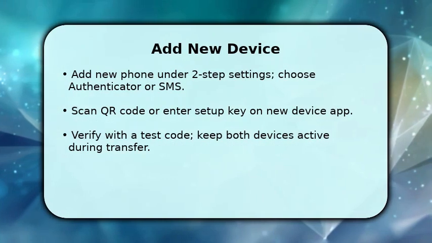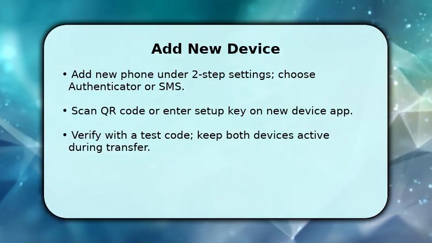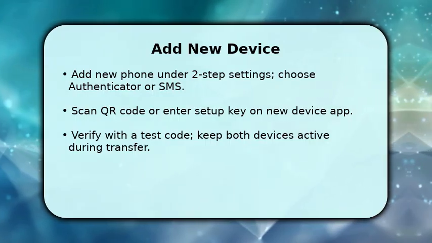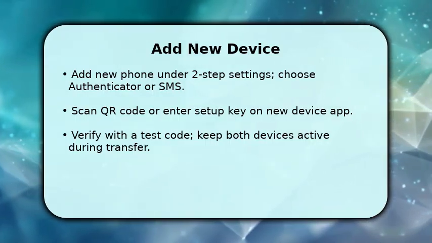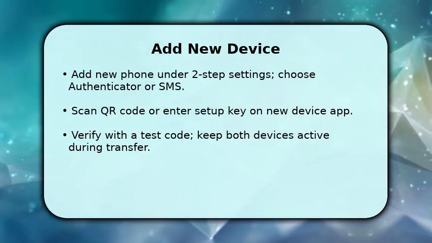Next, add the new device inside the same security two-step verification area. Choose your method, an Authenticator app or SMS, and follow prompts to add a device. Scan the QR code with the Authenticator app on the new phone or enter the provided setup key manually.